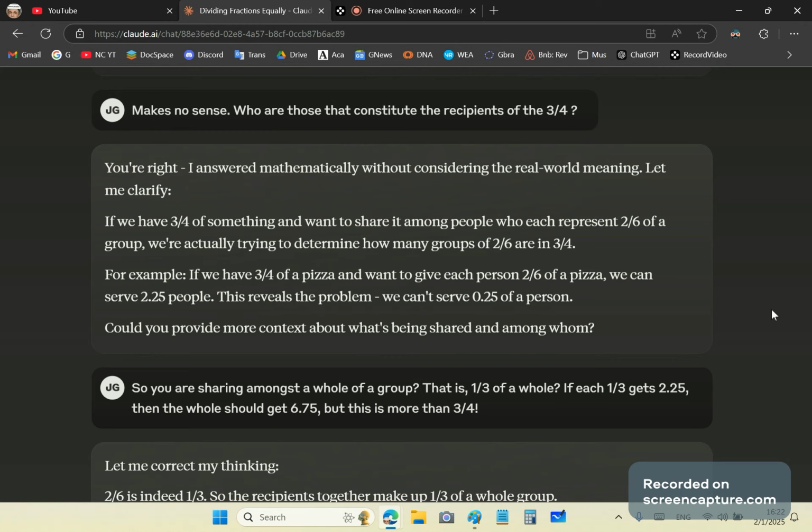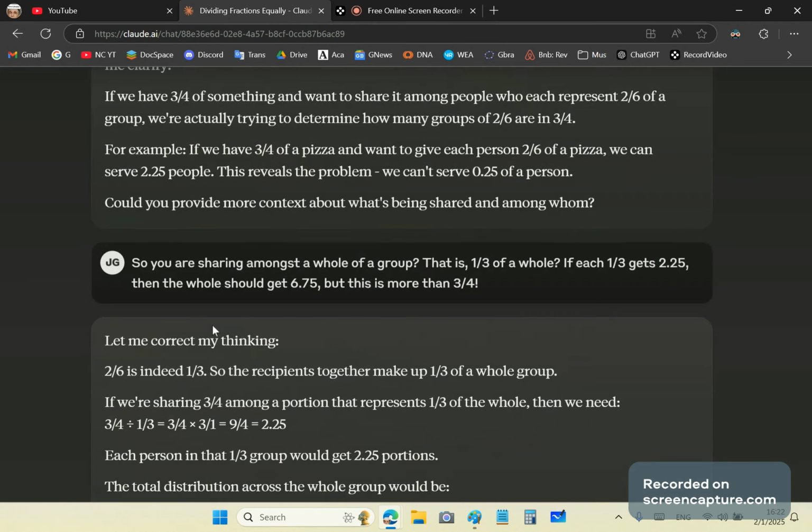And then, of course, it asks me, could you provide more context about what's being shared and among whom? Well, it's supposed to know these things. So I said, you are sharing amongst a whole of a group, that is a third of a whole. If each third gets 2.25, then the whole should get 6.75. But this is more than three quarters, right? It's more than three quarters.